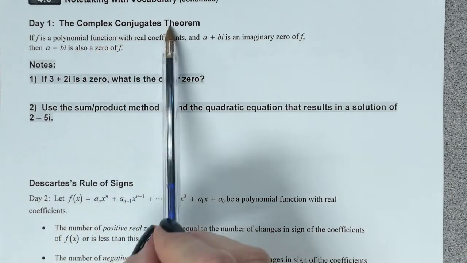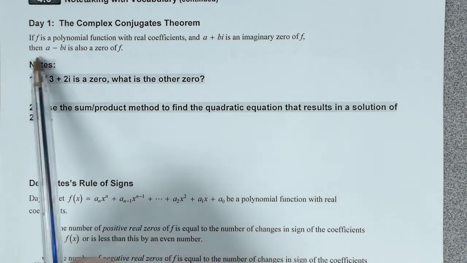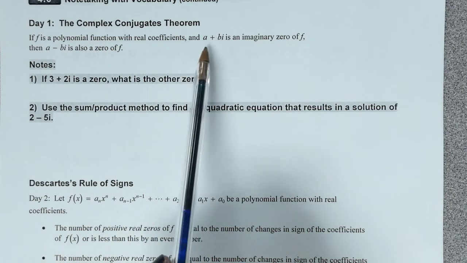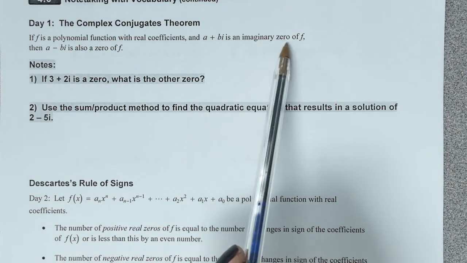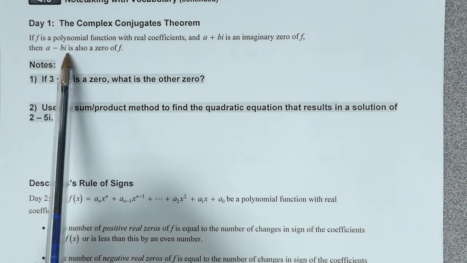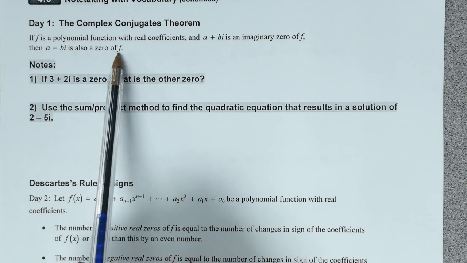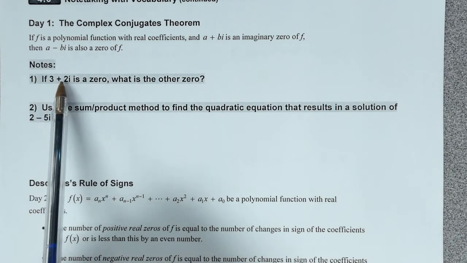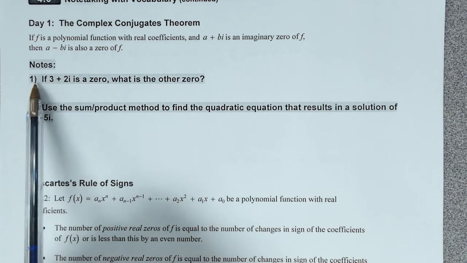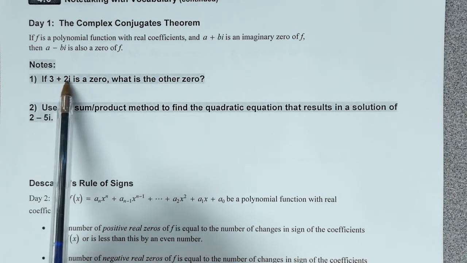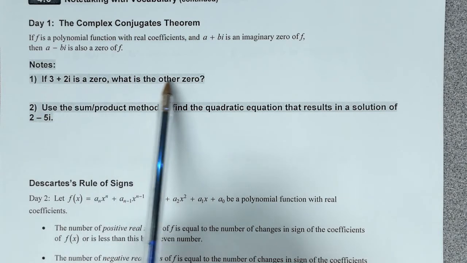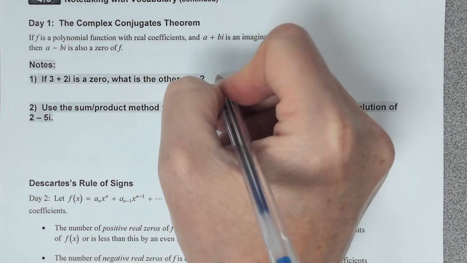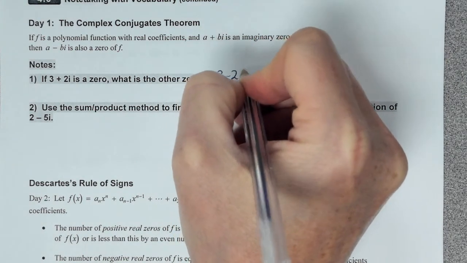The complex conjugates theorem. This says if f is a polynomial function with real coefficients and a plus bi is an imaginary zero of f, then a minus bi is also a zero of f. This is not in your journal, but just add it in. So the first question is, if 3 plus 2i is a zero, what is the other zero? What is it, everyone? All right.